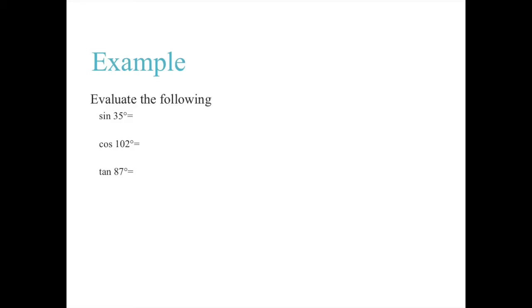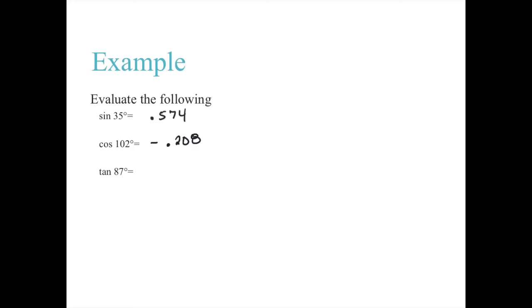To find the sine of 35 degrees, you type in 35, push the sine button, and you will see that value is, rounded to the thousandths place, 0.574. Cosine, put in 102, because that's the angle we want to find the cosine of. Press cosine, and you get a negative 0.208 when I round to the thousandths place.